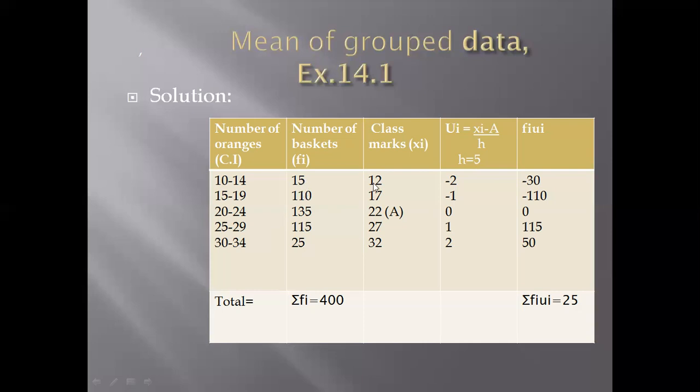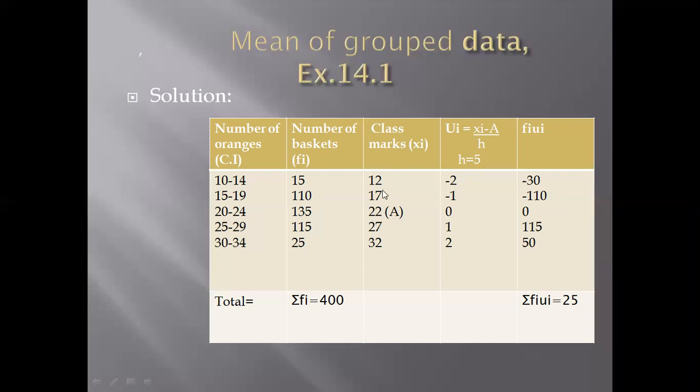The third column is class marks. That is, you know, the average of the lower limit and upper limit of each class interval. So 10 plus 14 by 2, 24 by 2, which is 12. I already mentioned here that the size of the class is 5. Simply add 5 to each preceding class mark. You will be getting all the class marks. I have assumed the middle class mark as assumed mean.